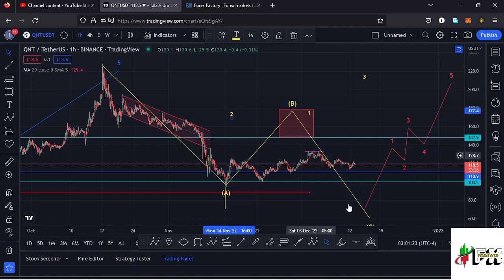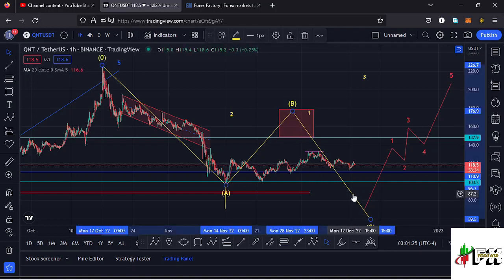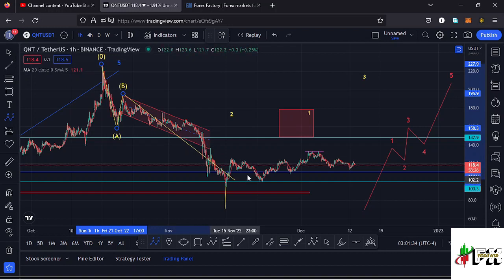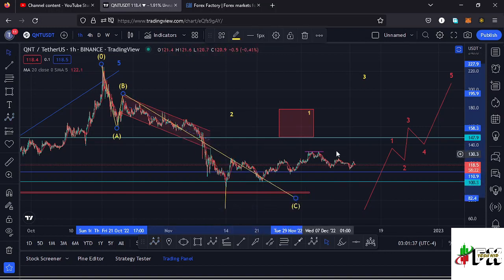The second way we can have that ABC corrective structure is having this as my wave A right there. Then we saw the formation of that wave B, then this might be the formation of that wave C, and for us to make a new low we need to see a straight sell off over here and make a new low in the formation of that wave C to fully maximize the formation of that higher Elliott wave count 2.